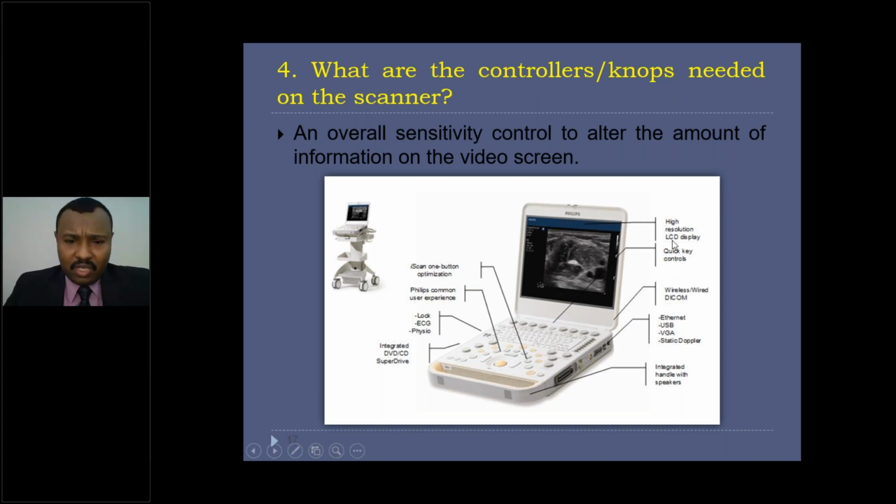Several parts such as high resolution LCD, liquid crystal display, and quick key control, and you can follow the rush of information in the accompanying image. So this is knob number 1 that we must reassure is available at our ultrasound scanner.